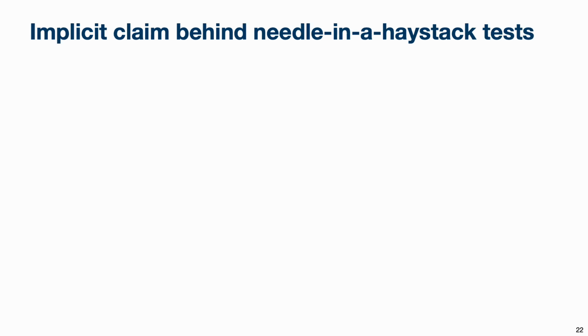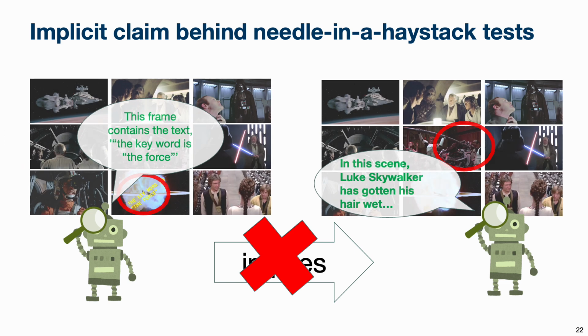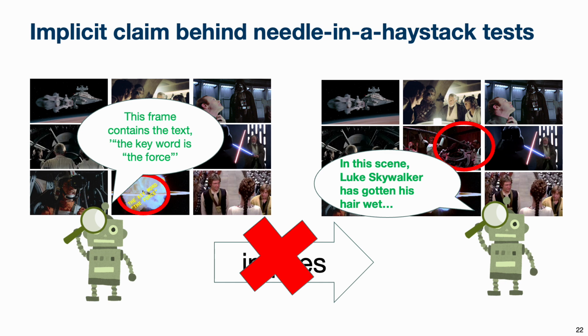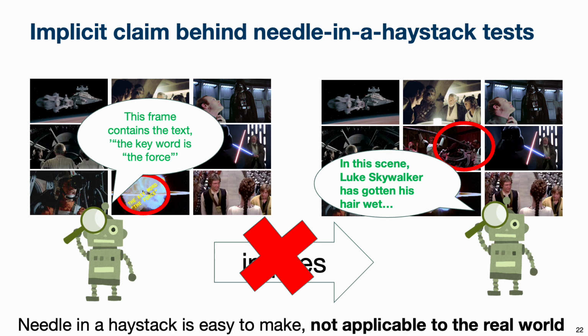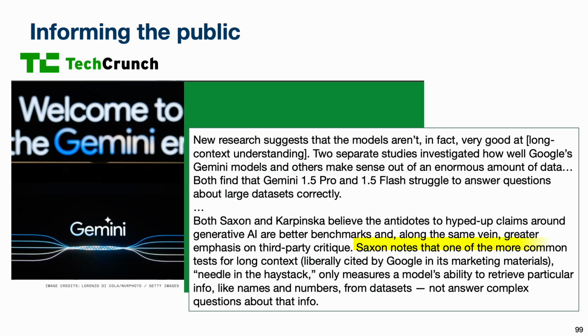So this idea of lower bounding for ecological validity can be applied to a lot of other domains. Through this work, we showed that the implicit claim being made with needle in a haystack tests does not hold, and that the demonstration of simple visual needle in a haystack retrieval does not demonstrate that the models are capable of extractive reasoning. Needle in a haystack tests are easy to make, but they're not applicable to the real world. And this result helped inform the public, where it got covered in a TechCrunch article alongside some work with Mohit Iyer's group at UMD. It's a good example of helping inform the public through our research.